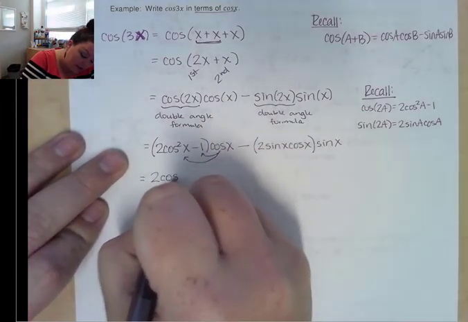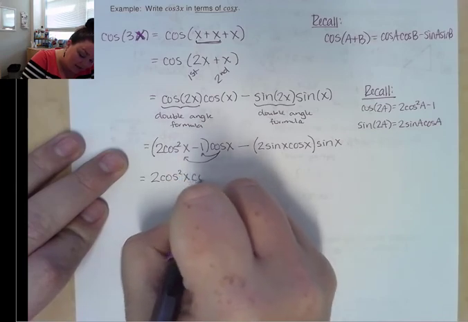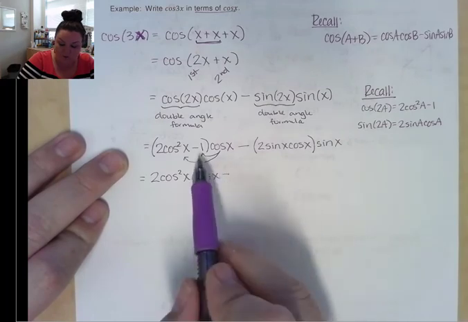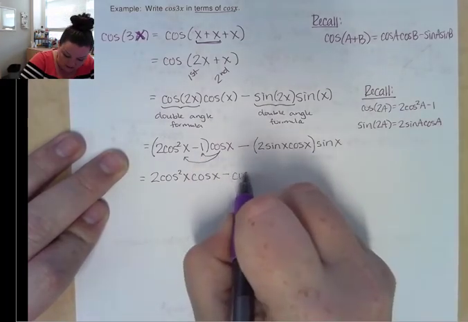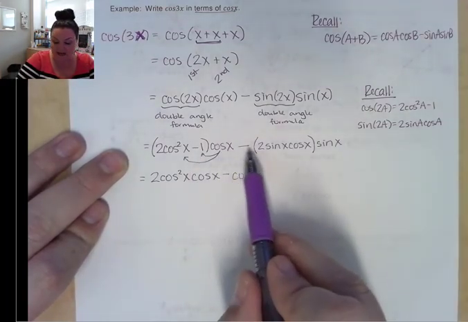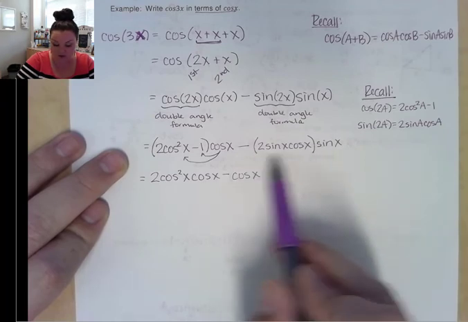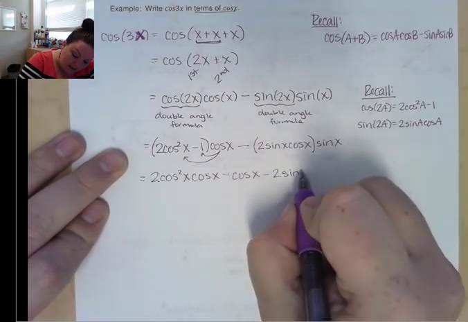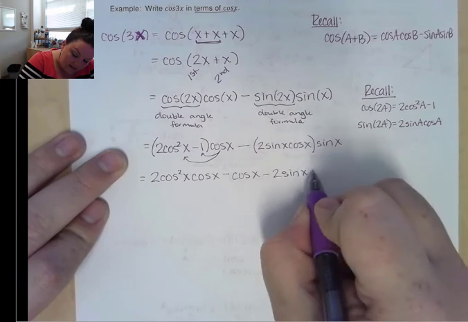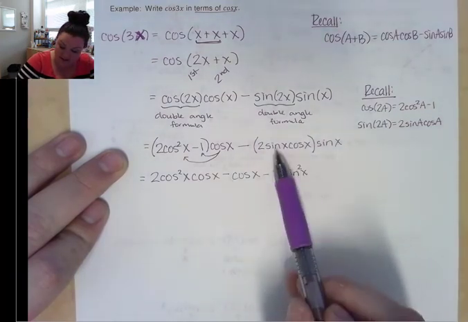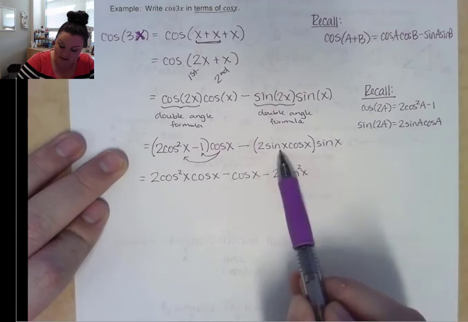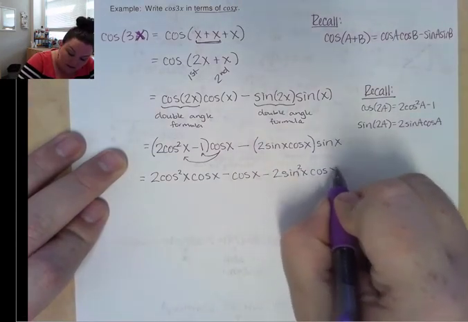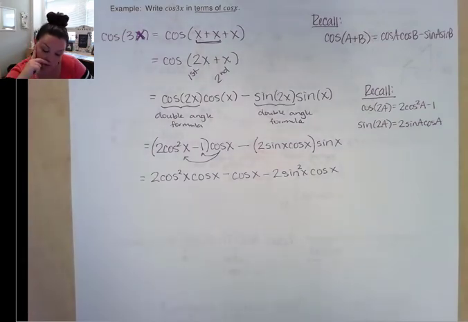I'm going to go ahead and just say cosine squared x times the cosine x I'm multiplying in, minus 1 times cosine x is cosine x. And then this negative I don't have to distribute because this is all just one term. Minus 2 sine x. This is a sine squared x now, right? Because I have sine squared, sine x, so sine squared x, cosine x. Where can I go from here?